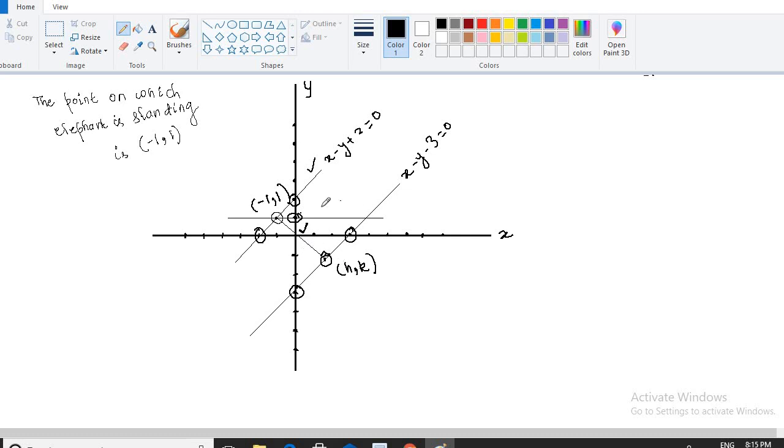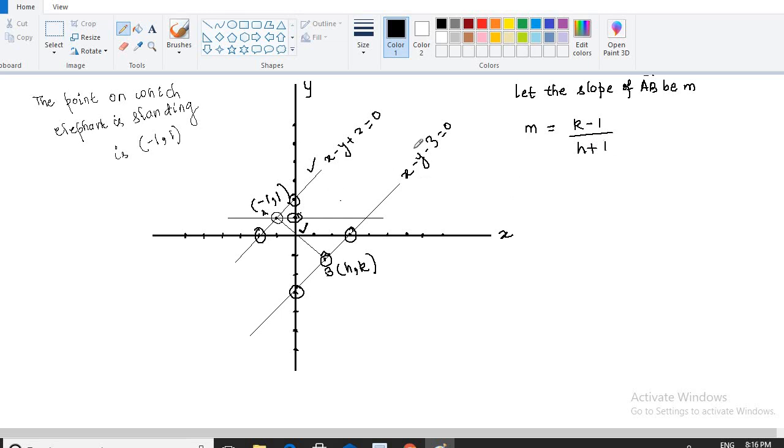Let's find out. First of all, let me consider this line as AB. Suppose this is my shortest path. So I am going to find the slope of AB. Let the slope of AB be m. So m is equal to (k minus 1) by (h plus 1). Okay, this is my slope.